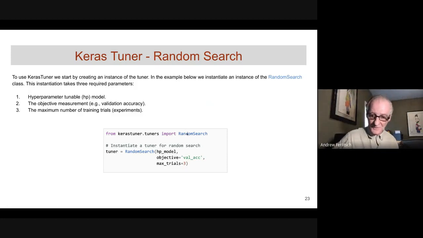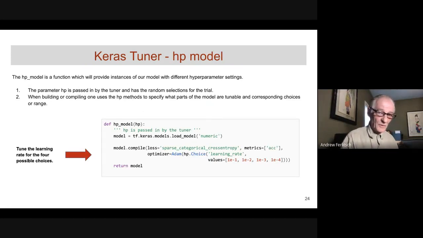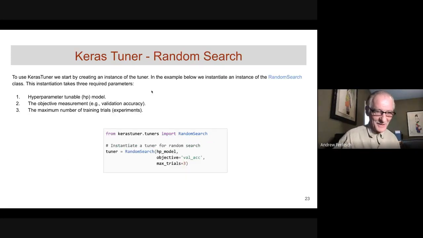Okay, so when I want to do a random search, I'm going to go from Keras Tuner, import the random search method, and then I'm going to instantiate it, and it takes 3 arguments. One of these is what they call the hyperparameter tunable model, which I'll discuss in a moment. Then the objective function, which is what you're going to base your decision on whether this combination is a better combination or not. In this case, I just set it to the validation accuracy, but you could set it to anything. And then the maximum number of trials. I just kept the numbers low for the purpose of demonstration here.